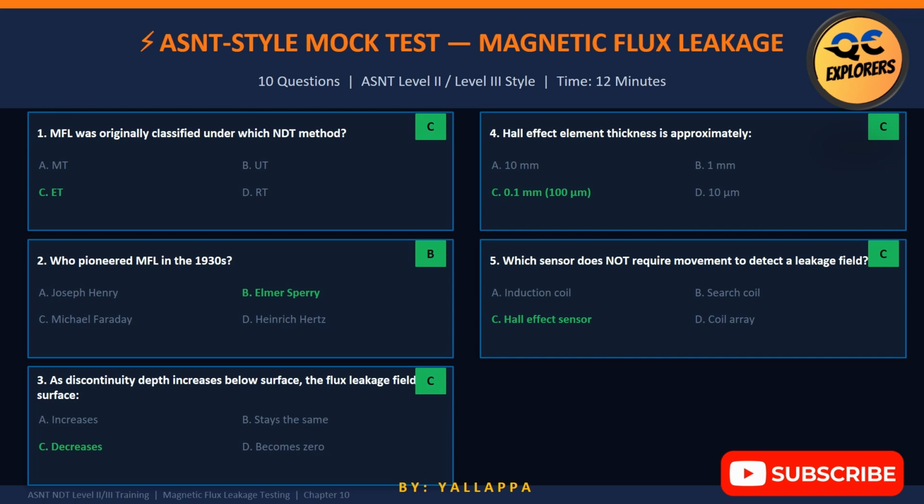Question 4. Hall effect thickness? Correct answer: 0.1 mm or 100 μm. Remember this number. Examiners love numerical details. Question 5. Which sensor detects static leakage fields? Correct answer: Hall effect sensor. Exam tip. If the question contains words like static field, no movement, solid state, think Hall effect immediately.